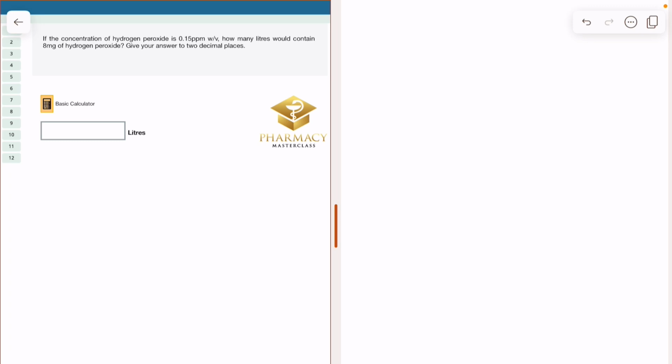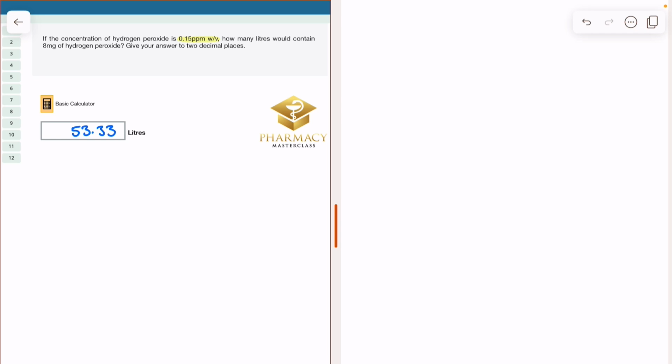The answer to this question is 53.33 litres. Now, this question's a really good question because it's testing a student's understanding of the units and how to convert between them. So I'm going to highlight this little bit yellow here where it talks about units, but we'll come to that in just a second.